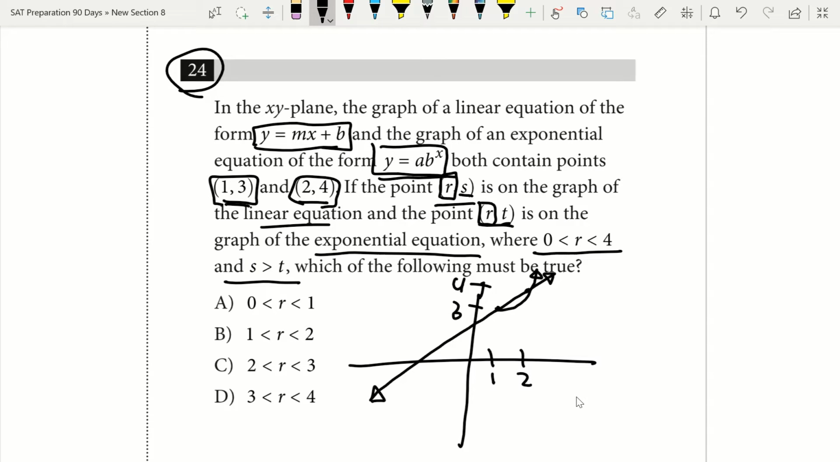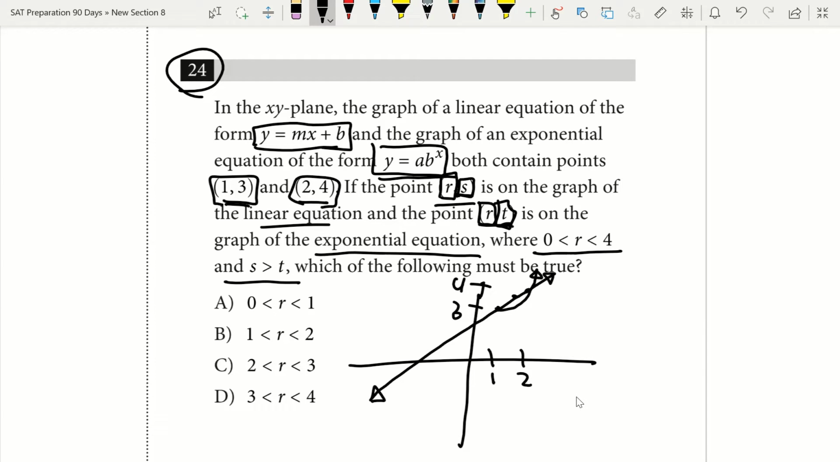Where do I see s is greater than t? S is that y part. I see it's greater than t between 1 and 2, but I know after 2, t would be greater. And I know anything before 1, t would probably start moving up, right? But I know for sure between 1 and 2, I know for a fact that this s, this linear y, is going to be greater than that t.